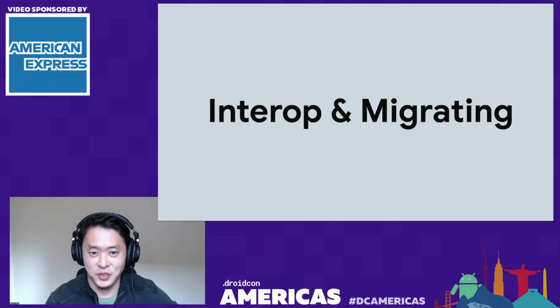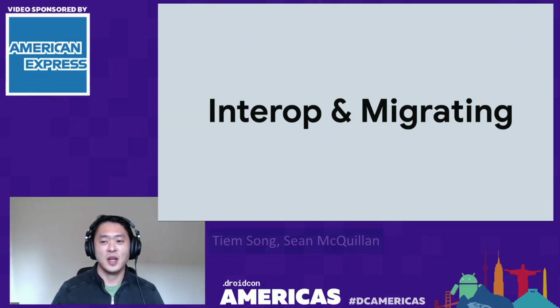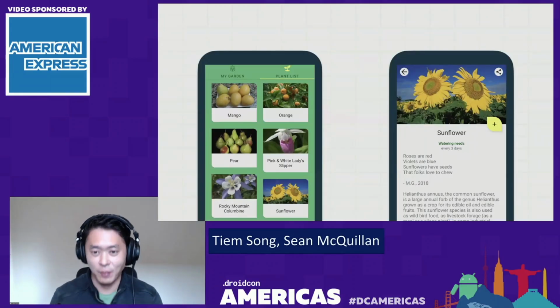All right, thank you, Sean. So in our final section, we'll talk about how you can add Compose to your existing app. So for this, we'll look at Sunflower. Sunflower is one of our open source samples. It's basically a gardening app.